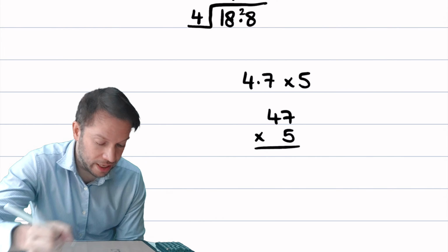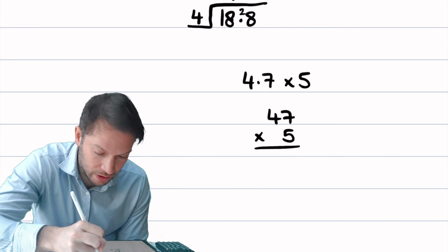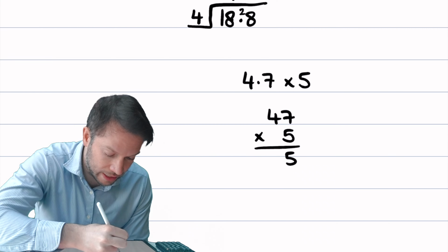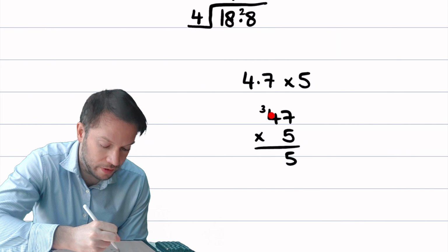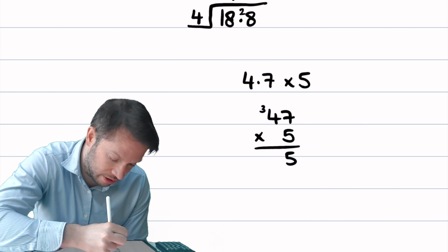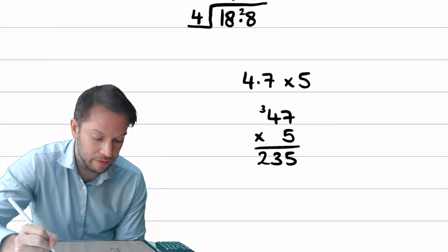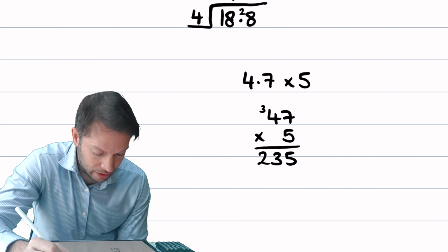And we can do long multiplication. Now, the 7 times the 5 is 35. So we put the 5 here and we carry the 3. And then we do 4 times 5 is 20, but plus that carried 3 is 23. So it's 235. So 47 times 5 is 235.